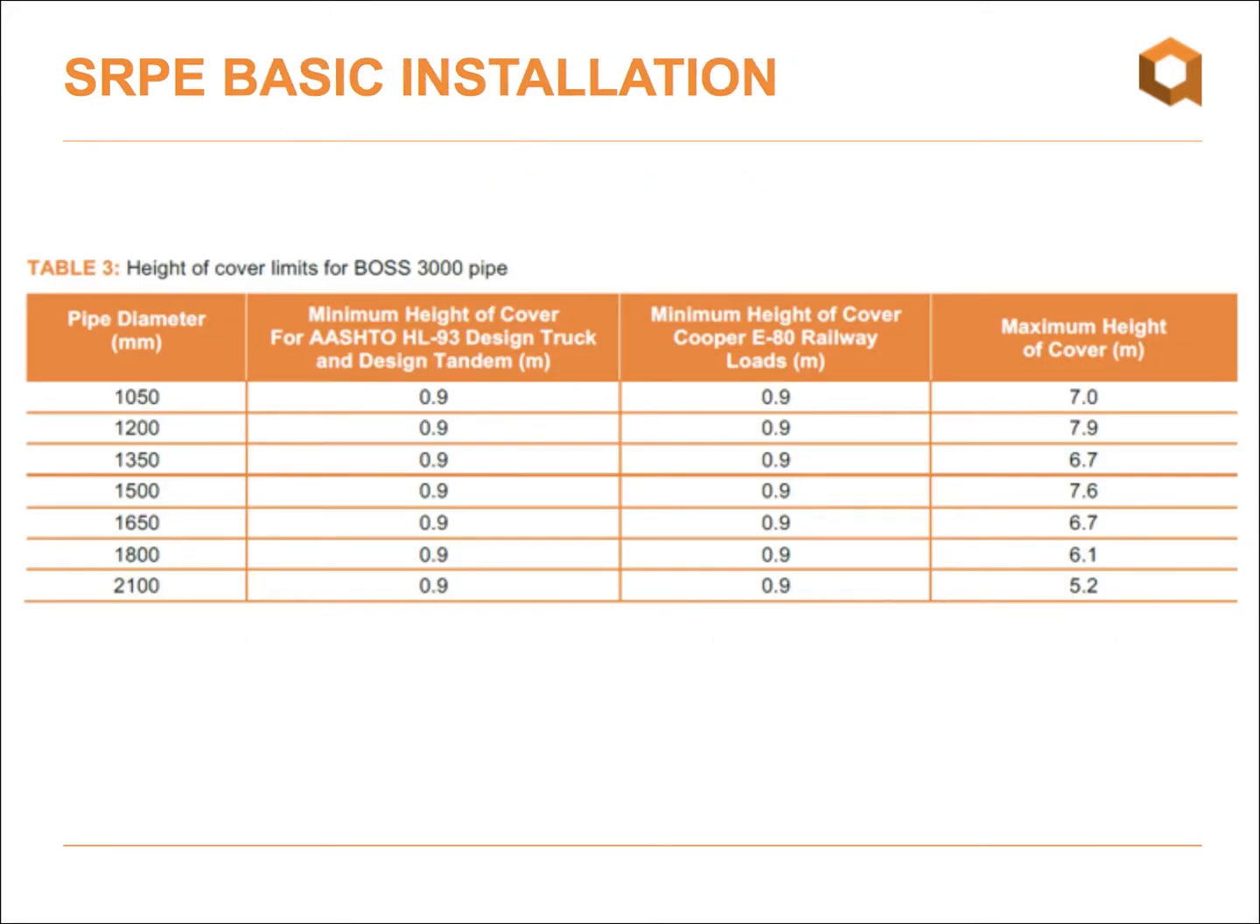Again, this is another example of what you can find in our detailed installation guides. Those are the minimum height of covers. These are calculated as per the LRFD design method of AASHTO.